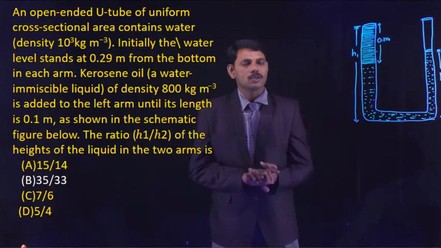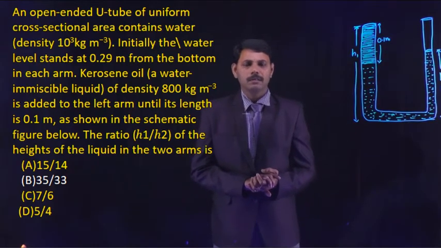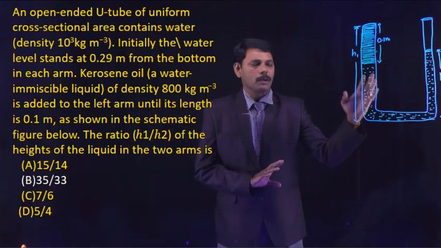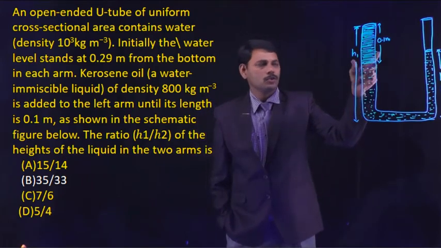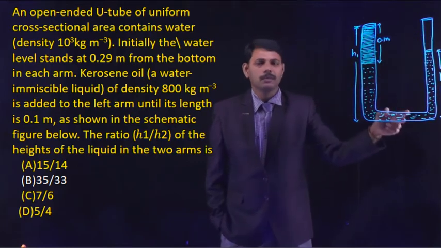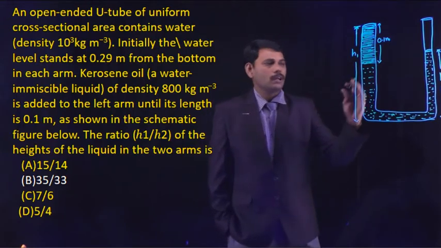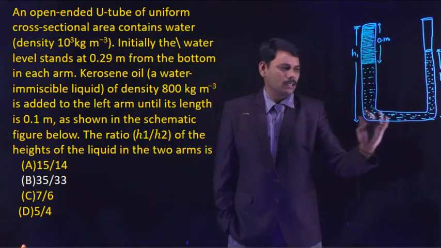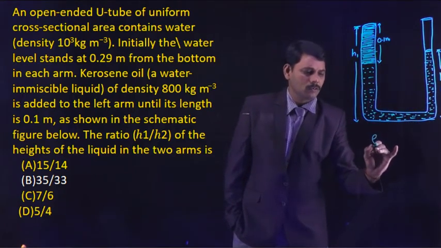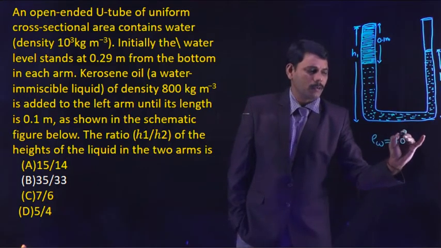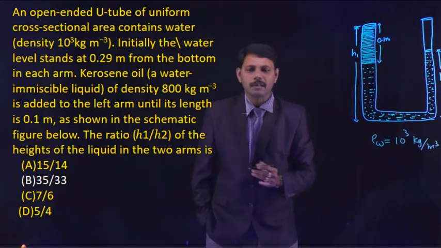Students, we come to the 6th problem of Paper 1 of the JEE Advanced examination. The problem belongs to fluid statics, an open end U-tube. This is an open end U-shaped tube having uniform cross-sectional area, and it contains water. Here the dotted region is water. Given that the density of water is 1000 kilogram per meter cube.